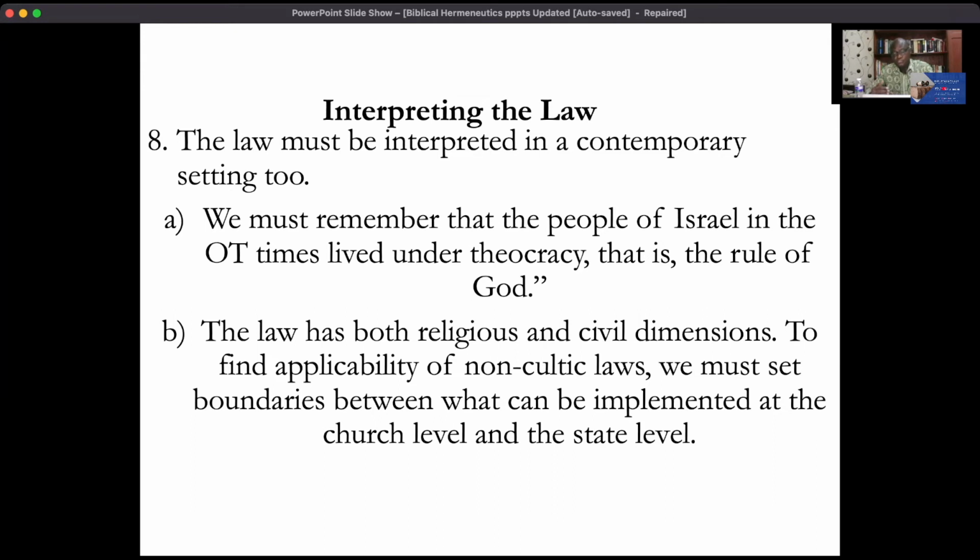Which means that the law has to be viewed as having both religious and civil dimensions. So to find applicability of non-cultic laws, non-sacrificial laws, non-purity laws, we must set boundaries between what can be implemented at the church level and the state level. Anything that your state, your country has enacted a law to regulate healthy relationships among its citizens, you must make sure that those laws are obeyed, and the church must obey such laws. And if there are laws that are limited or restricted to the operation of the church, the relation between members in the church, then you follow your church manual and obey those laws.